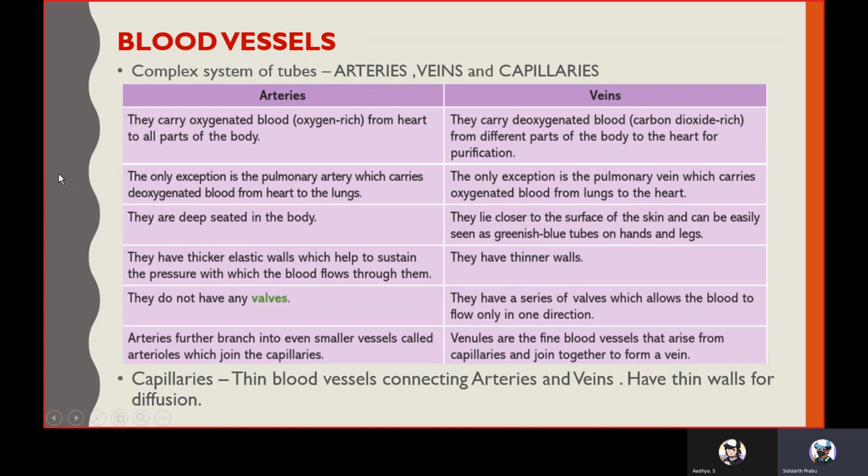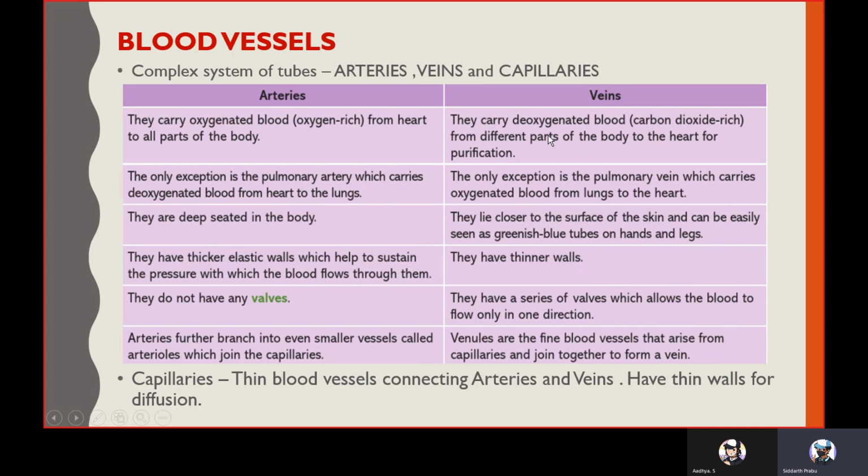They are deep seated in the body. They have thicker elastic walls which help to sustain the pressure with which the blood flows through them. They do not have any valves. Arteries further branch into even smaller vessels called arterioles, which join the capillaries.